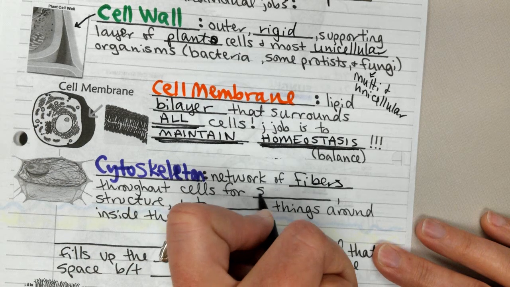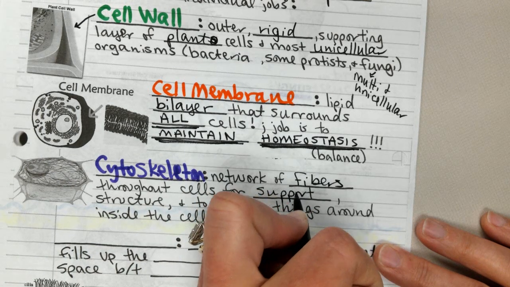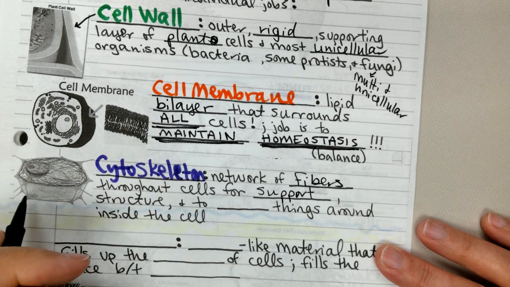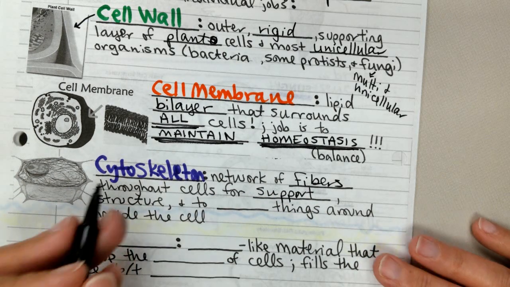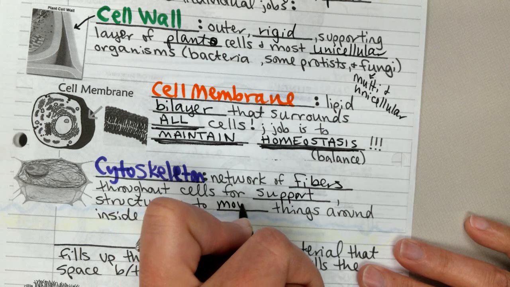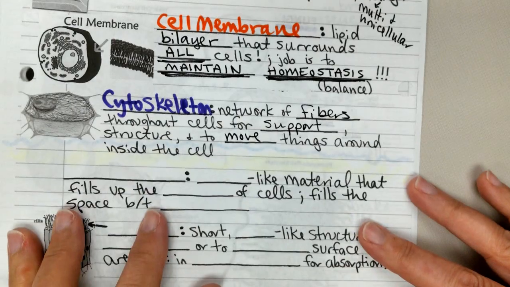So it's for support, for structure, to kind of help hold it as a structure, and to move things around sometimes. So to move things around inside the cell.